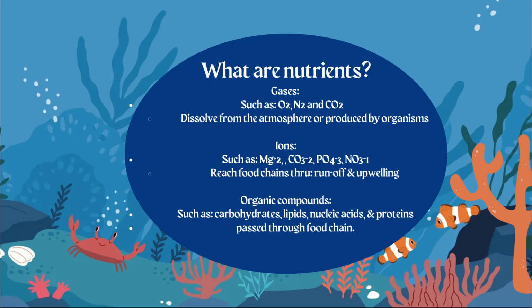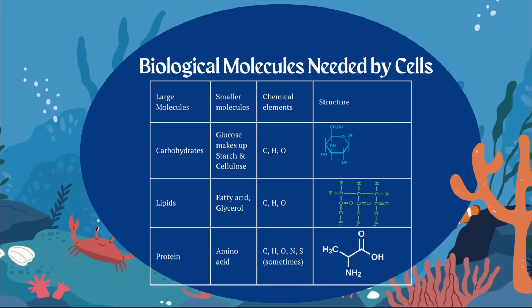What are organic compounds? Well, in order for life to exist, there have to be these organic compounds, which are carbohydrates, lipids, nucleic acids, and proteins. They're going to pass directly through the food chain because of the things that we eat and also the things that we are absorbing. Now, why do we need biological molecules like carbohydrates, lipids, proteins, and nucleic acids?